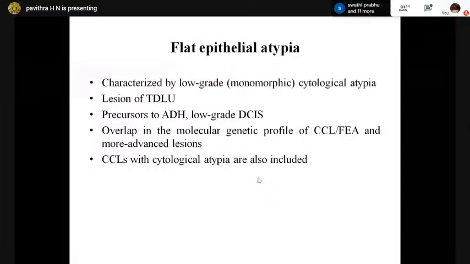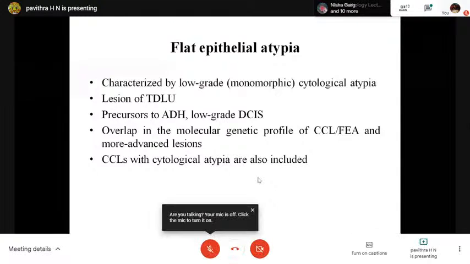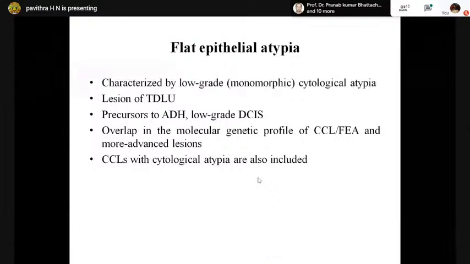So coming to the next entity, adenomyoepithelioma. This is a biphasic neoplasm of the breast, and it has its counterpart in the salivary gland also. When somebody asks about biphasic lesions in the breast, mostly the trainees would be talking about fibroadenoma, but adenomyoepithelioma also comes under biphasic neoplasms of the breast. They are usually benign, though they have malignant counterparts.